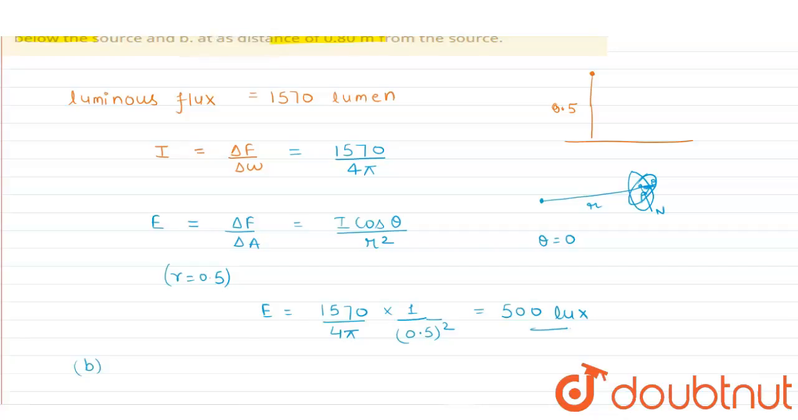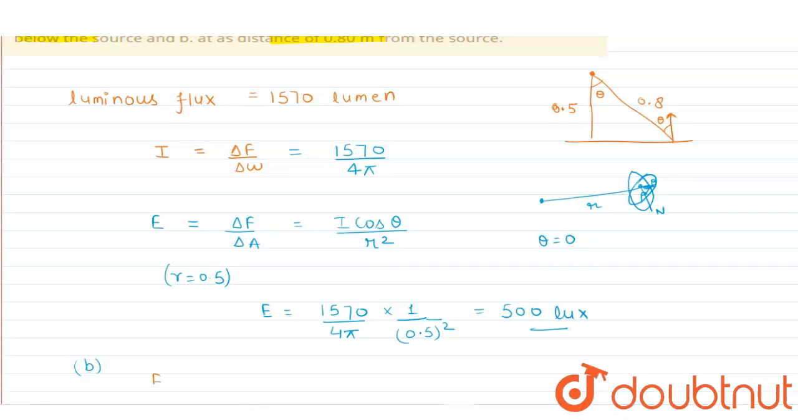Now in the B part, the distance is 0.8 from the source. So this is the distance, that is 0.8. So in this direction, the light is in this direction. So this is the angle theta, this is also the angle theta. So here the cos theta is 0.5 upon 0.8.